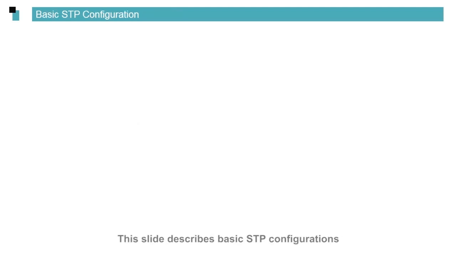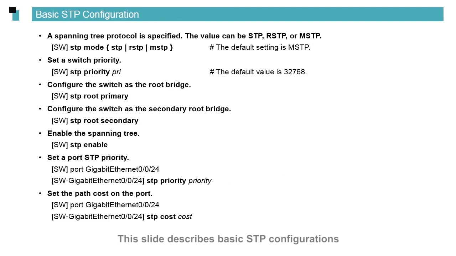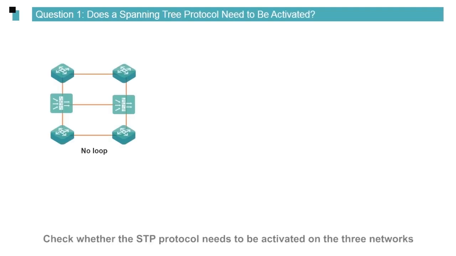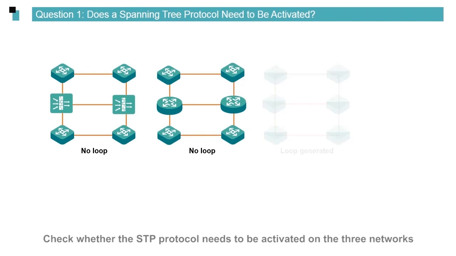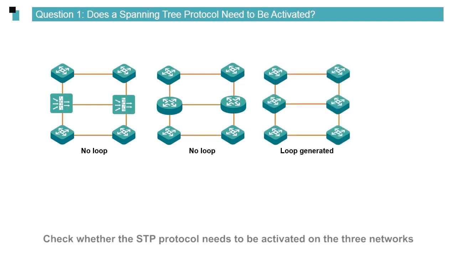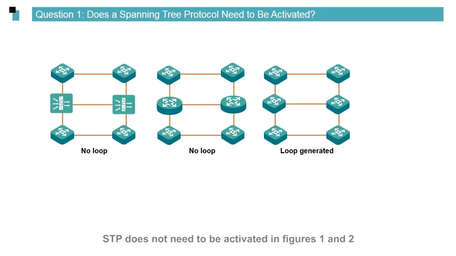This slide describes basic STP configurations. The default spanning tree type of a switch is MSTP, and the default priority is 32,768. Check whether the STP protocol needs to be activated on the 3 networks. STP does not need to be activated in Figures 1 and 2. In Figure 3, all devices are switches and several Layer 2 loops appear. In this case, STP must be enabled.